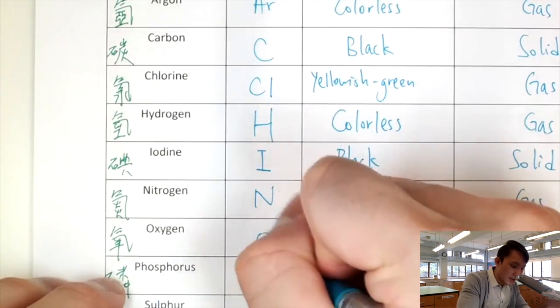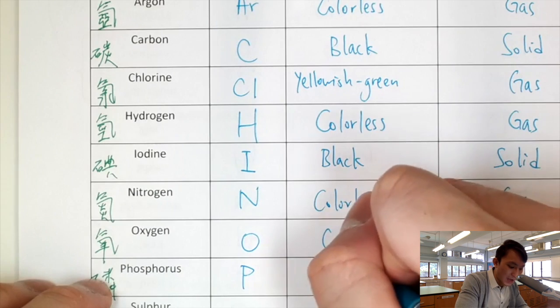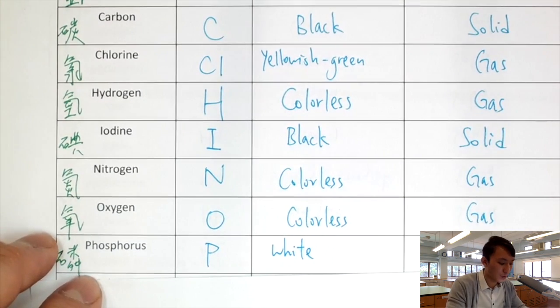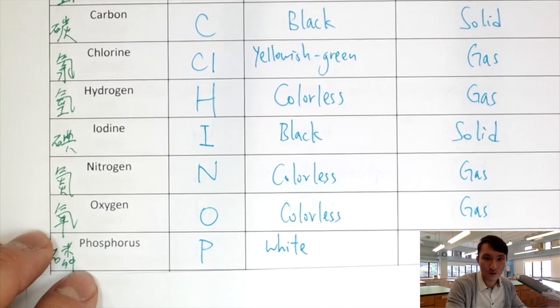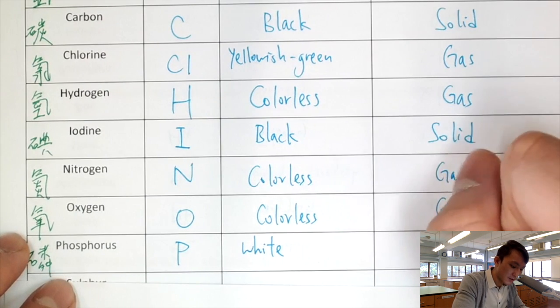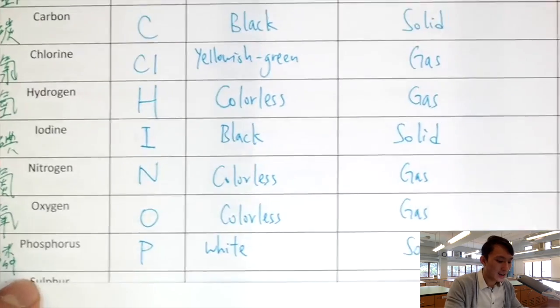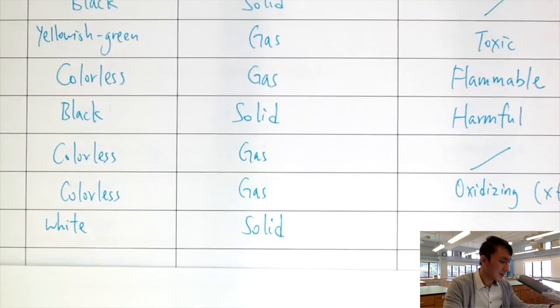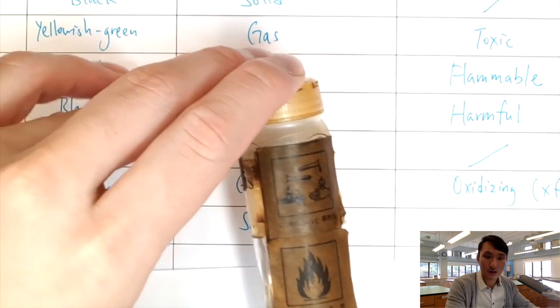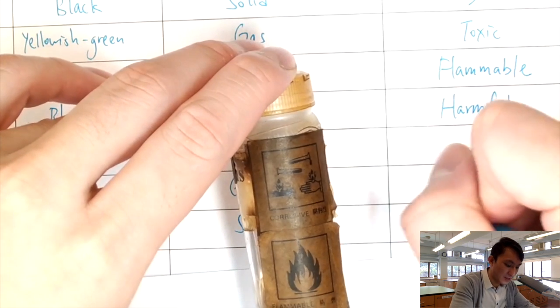So phosphorus is P. The color is white. Actually, we have different colors of phosphorus. We have red phosphorus, we have white phosphorus, we even have purple phosphorus, but purple is quite rare. It is a solid. And for the hazard warning label, like I said, phosphorus can react with oxygen vigorously, so it is definitely flammable.